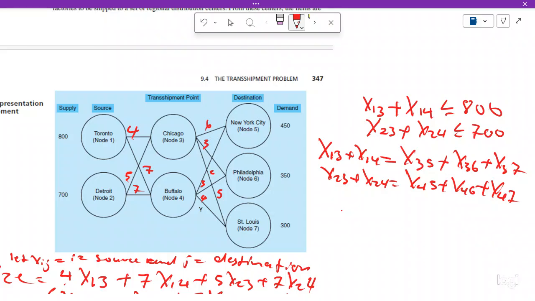So this demand receives from that and that. We're not saying this guy is supplying 1, 2, 3. We're saying this demand is receiving from two locations. You see that? So now it is x35 plus x45.